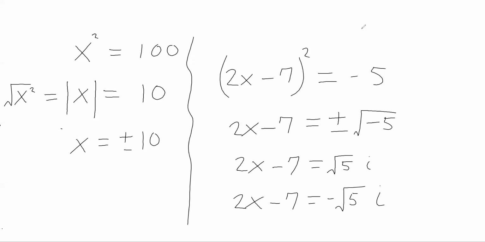It's really easy to get hung up on all the symbolism here and say, I don't know what's going on. Well, if you haven't seen this stuff before, you're not supposed to know what's going on. You just say, okay, I'll take your word for it and move on to the next thing. So we have 2x minus 7 equals plus or minus radical 5 times i.